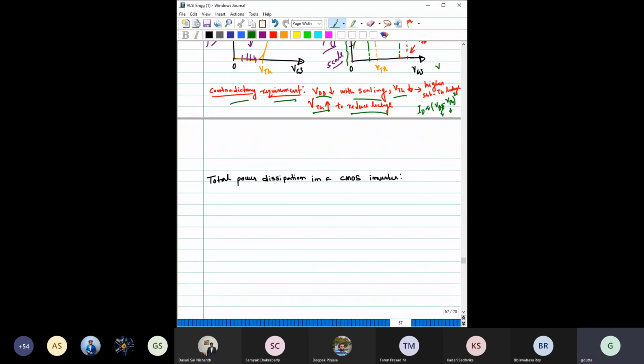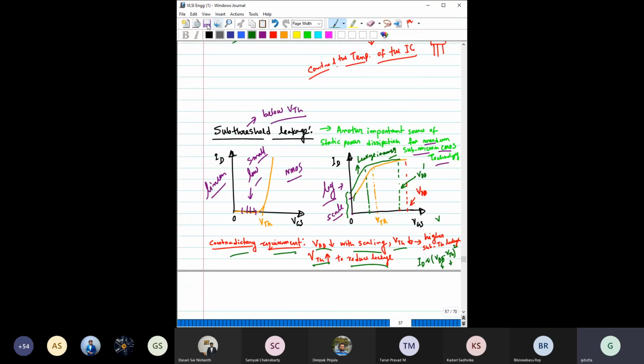Sir, what should be the VDS for the subthreshold region? Could you please repeat your question? So what should be the VDS for this subthreshold region? VTH for the subthreshold? No, VTH is the threshold voltage. Sorry, I am not getting your question. Could you please repeat it again? The drain source voltage, VDS.